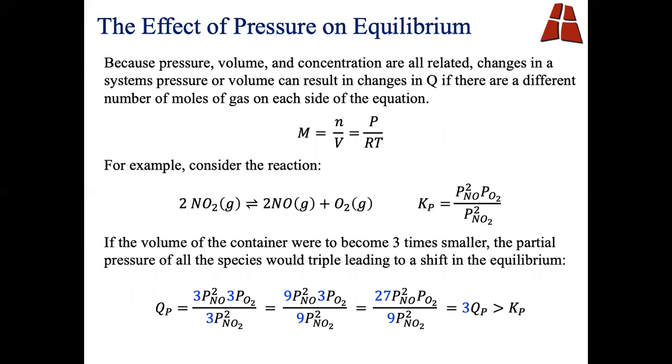Within that, we can think about this in terms of pressure. So if we were to increase our pressure, we would essentially just plug in whatever our pressure change was into our Q expression. We would calculate Q, and so Q would be 3 times greater than K in that sort of case. And you can go through the math there on the slide if you have any questions.